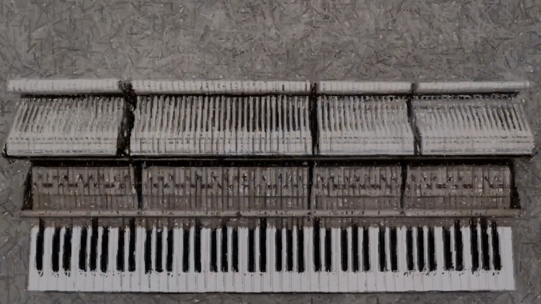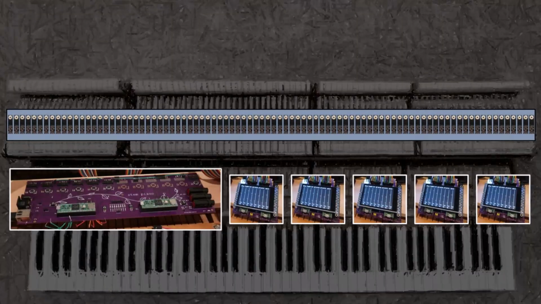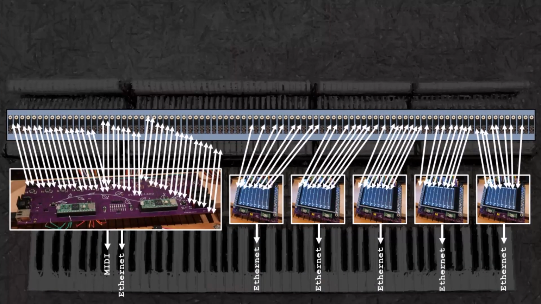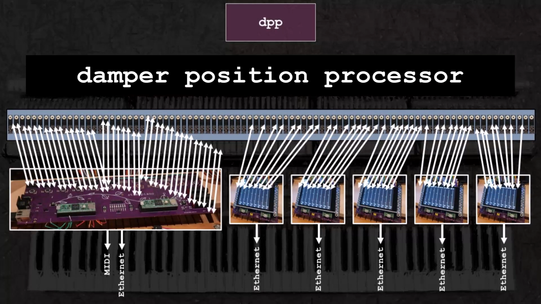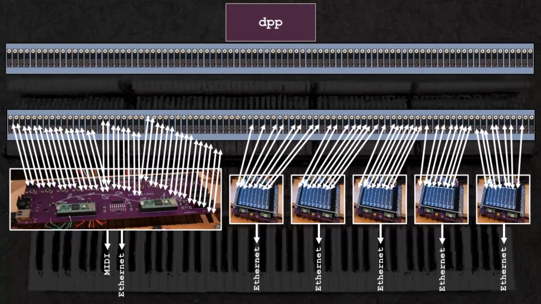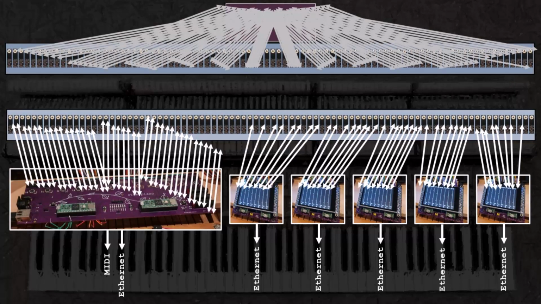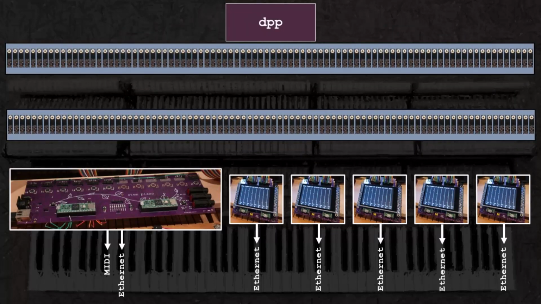Before going further, the design. Here is an Action with shank sensors, one of performance or single board architecture. I need to make a new board. I call it the damper position processor. Same sensors as for shanks. Lots of wires. The DPP can send data over Ethernet or MIDI.